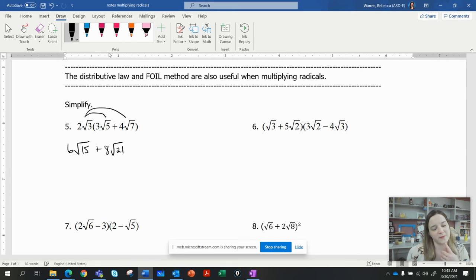Can radical 15 be simplified? No. Can radical 21 be simplified? No. And those are not like terms, so that would be your final answer.